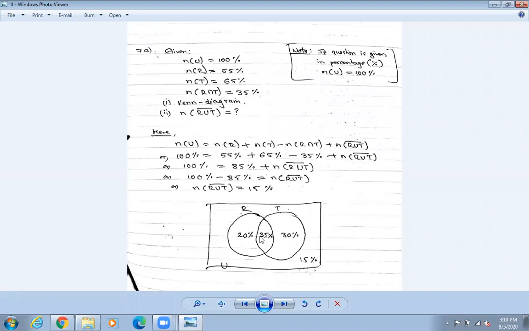Add all the numbers. 20 plus 35, 55. 55 plus 30 becomes 85. 85 plus 15 becomes 100. Is the value of NU 100% or not? Okay, so this means that our answer is correct. Okay, if there is any problem, you can ask me. Okay, so without wasting our time, let me go to the next question.